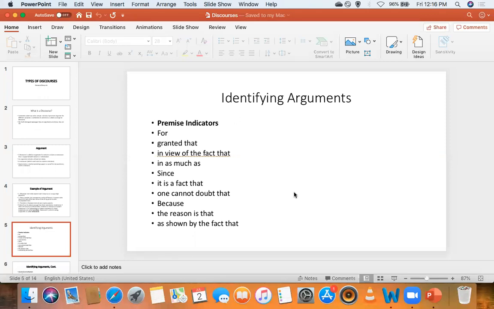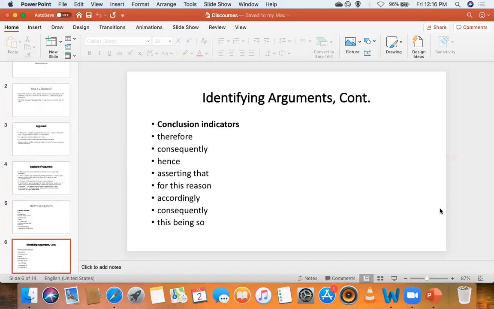So these are a few examples. There could be others. This list would not be exhaustive. Then there are certain conclusion indicators. So these words or phrases suggest you are looking at a conclusion. You have therefore, consequently, hence, asserting that.